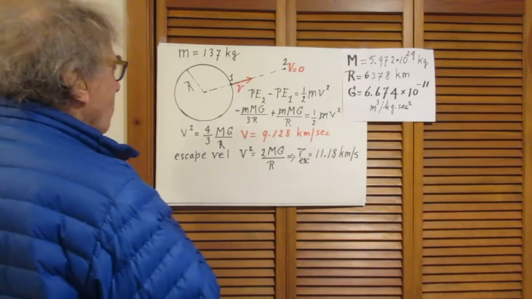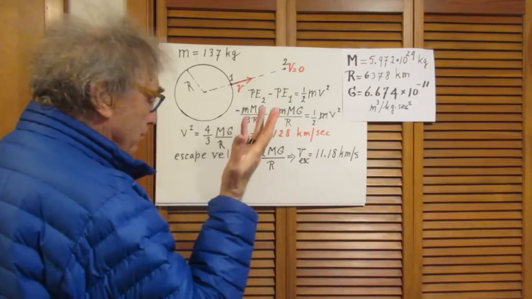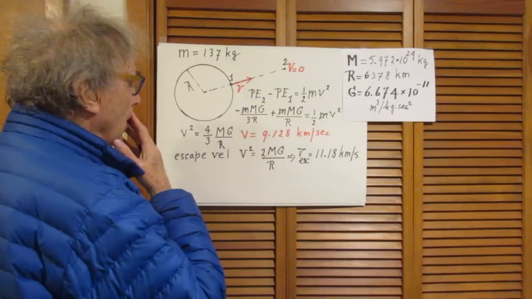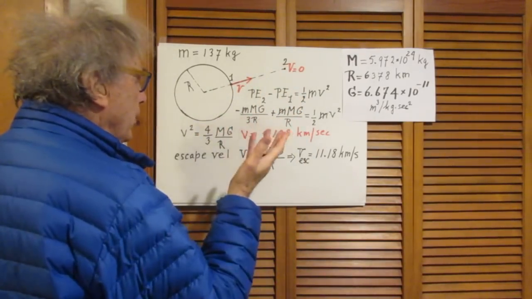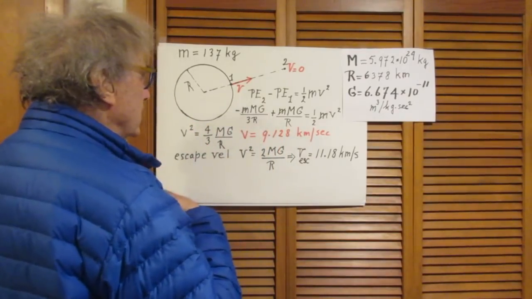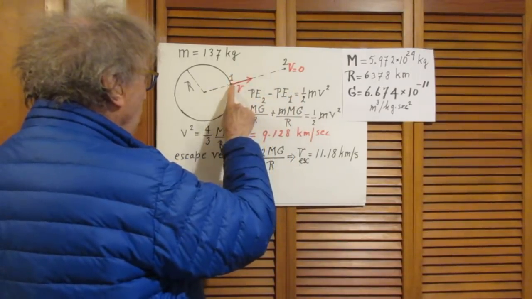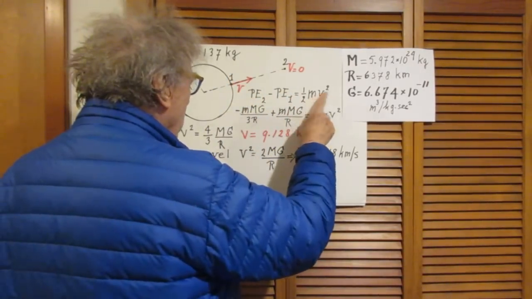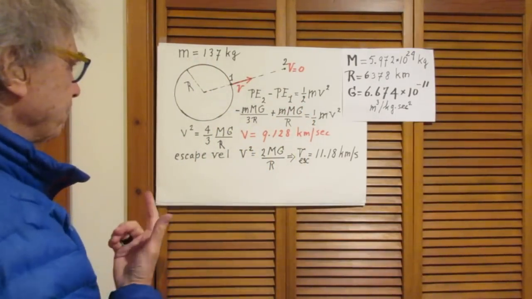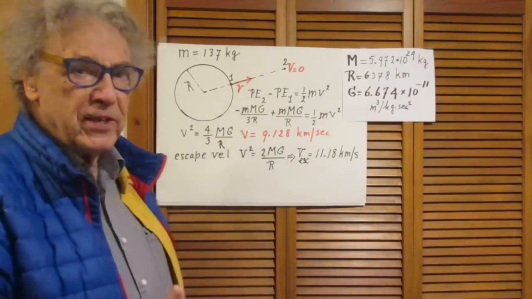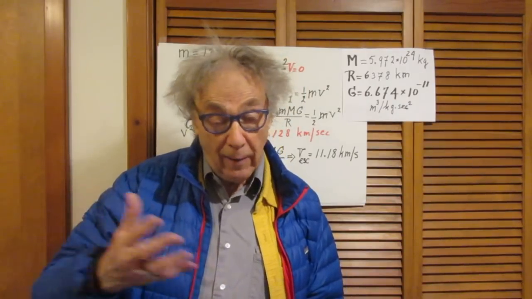Clearly, energy is conserved. There's no atmosphere, there's no air drag. So the change in potential energy between these 2 points is converted to kinetic energy. So the potential energy at point 2 minus the potential energy at point 1 must be 1/2 mv squared, m being 137 kilograms.